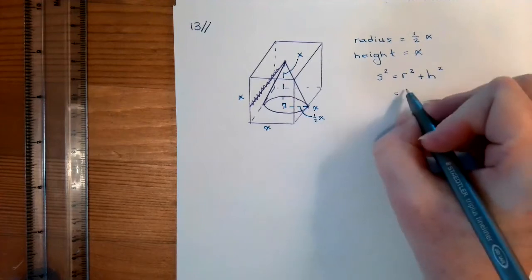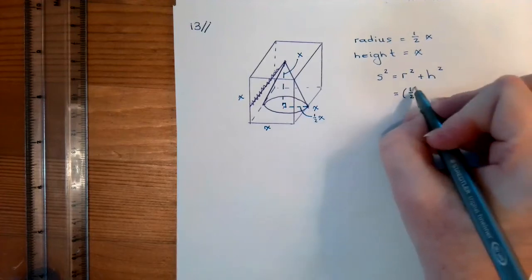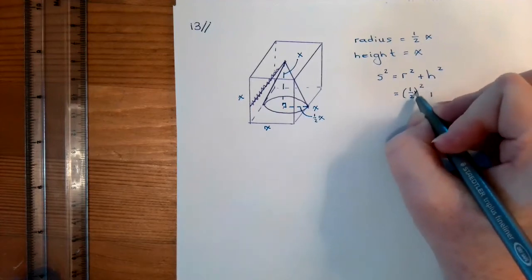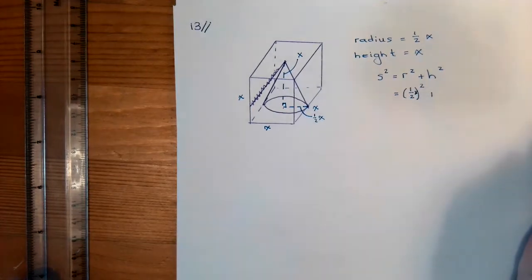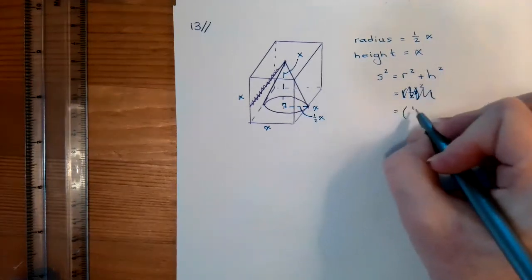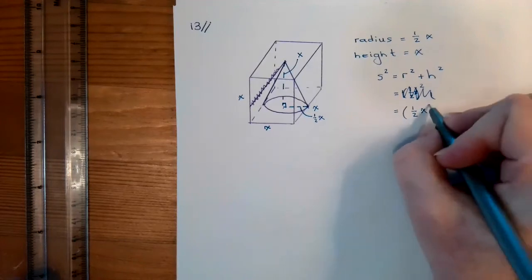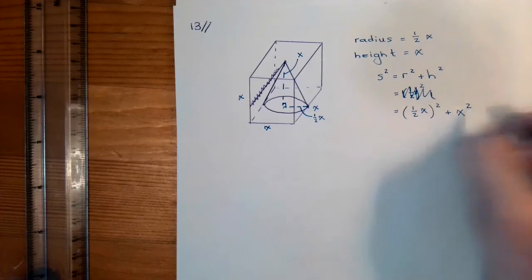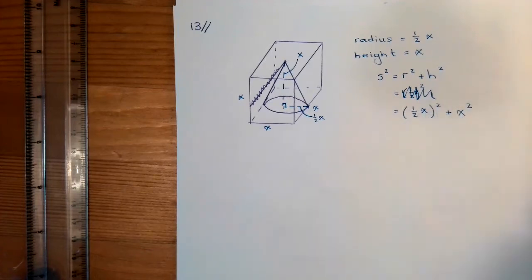In this case, my radius is 1/2 x. Let me rewrite that, you can barely see it. My radius is 1/2 x and my height is x. So it's (1/2 x) squared plus x squared.